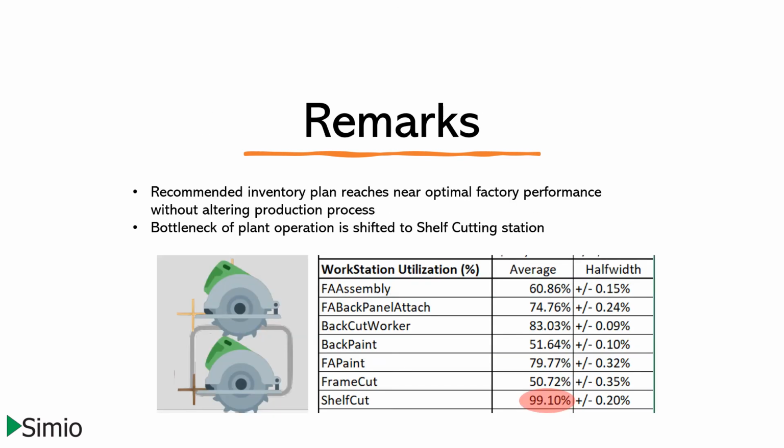One quick postscript. In our simulation, we found using the DDMRP system in our recommended configuration brings the factory to near optimal performance. The utilization of the cutting station in the shelf assembly cell in this configuration becomes the bottleneck. Further improvement is possible in the factory, but this bottleneck needs to be addressed to realize it. For example, adding a second cutting station in the shelf assembly cell.